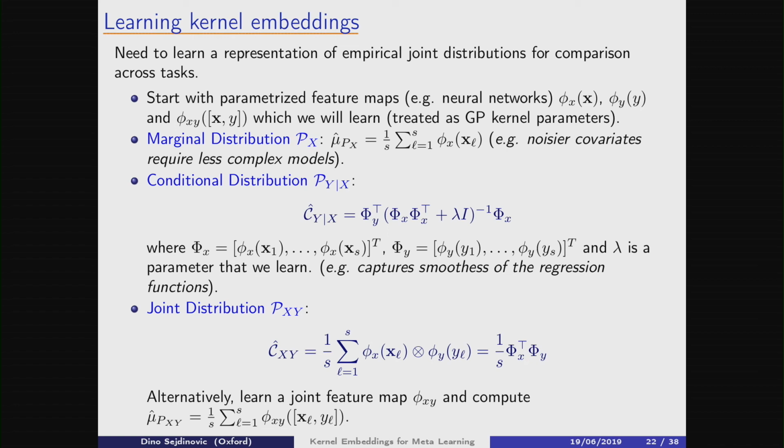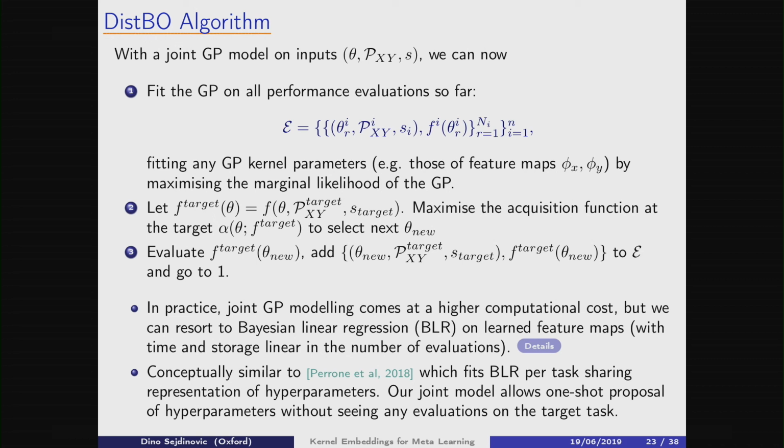So this is just the overall thing. I already hinted at what we're doing: we will learn feature representation. So we will fit a GP on all performance evaluations we've done across all the previous tasks. It will be a joint GP. Then we will take an acquisition function that corresponds only to the target. I'm evaluating the acquisition function only at the target because that's the only thing I care about at this point. I will give proposals for the new hyperparameters in this way using the joint model.